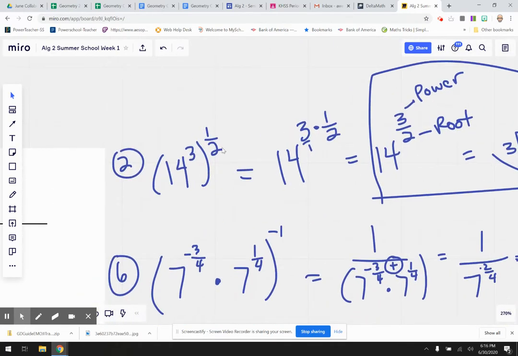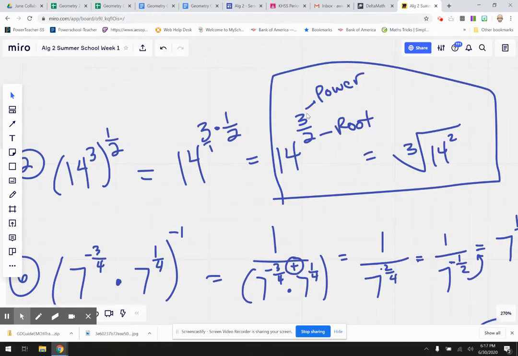So you'll write the problem on your paper. And then if you're taking a power to another power, you always multiply. So I put a 1 under the 3 so that we could multiply across on the fractions. So you get 3 over 2. So that's a good answer, right? 14 to the 3 over 2 power.